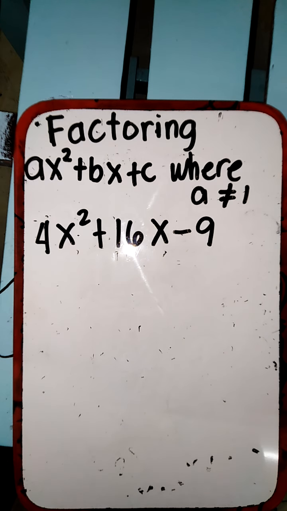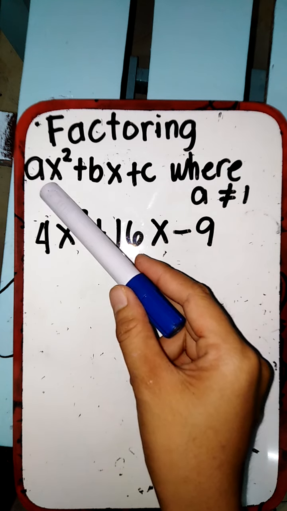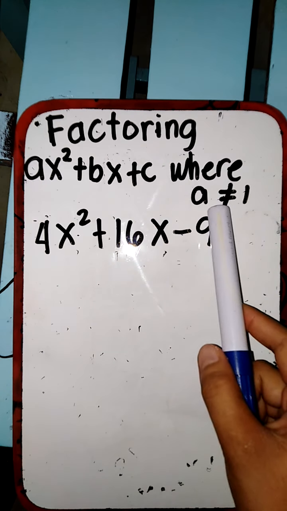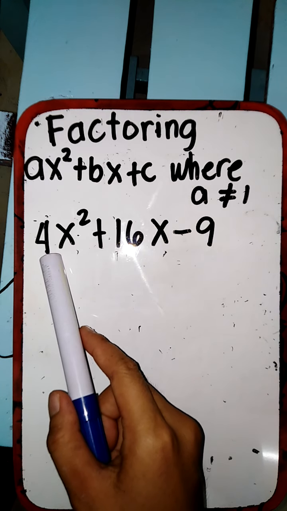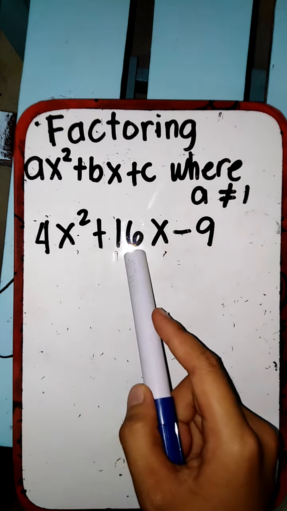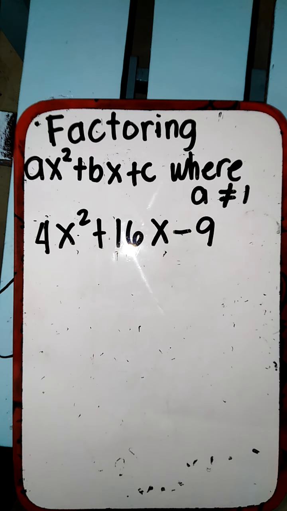Factoring ax squared plus bx plus c, where a is not equal to 1. We are going to factor a polynomial in this form, ax squared plus bx plus c, where a is not equal to 1. In this expression, our a is 4, our b is 16, and our c is negative 9. So we are going to find its factors.